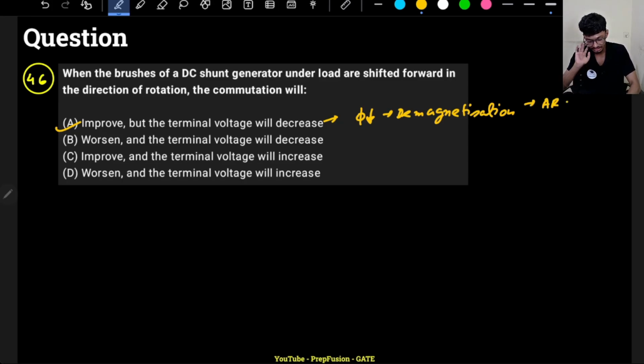Armature reaction is still there, right? And if armature reaction is still there, there will be a bit of demagnetization and cross magnetization. Due to that, the terminal voltage will reduce further.